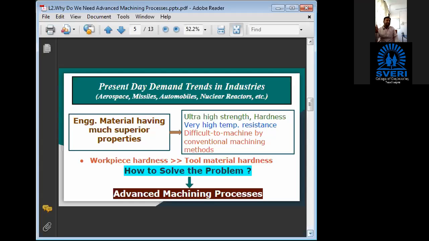As a result of this, researchers started thinking about finding a solution for the cutting or machining of such ultra strong metals. Over a period of time, researchers evolved new machining processes. They started to solve that problem, and in the end, they got the solution.